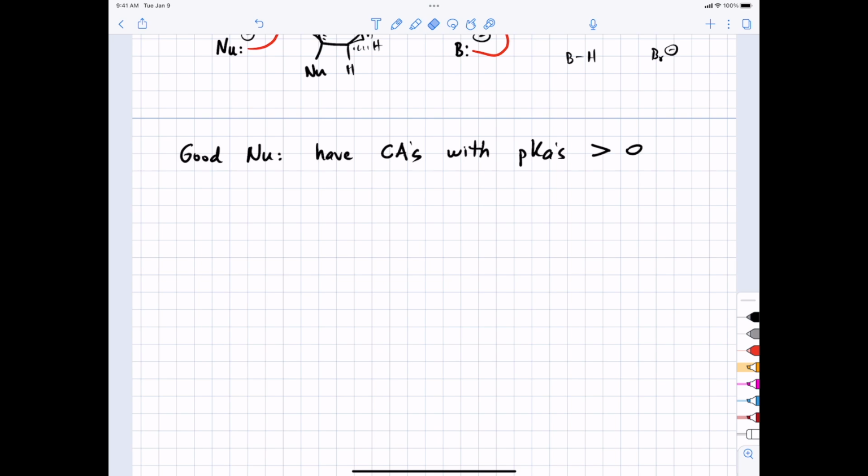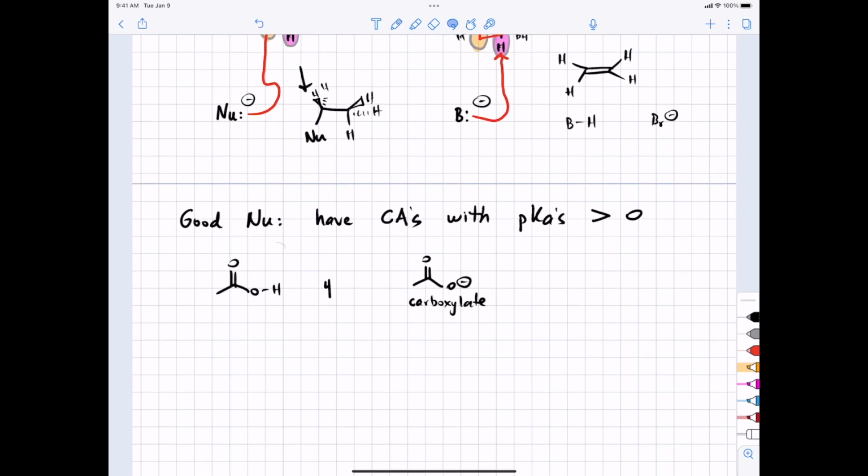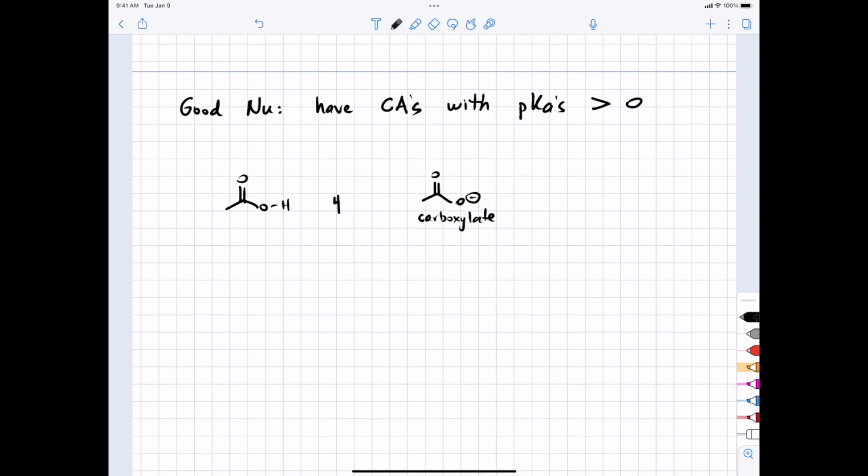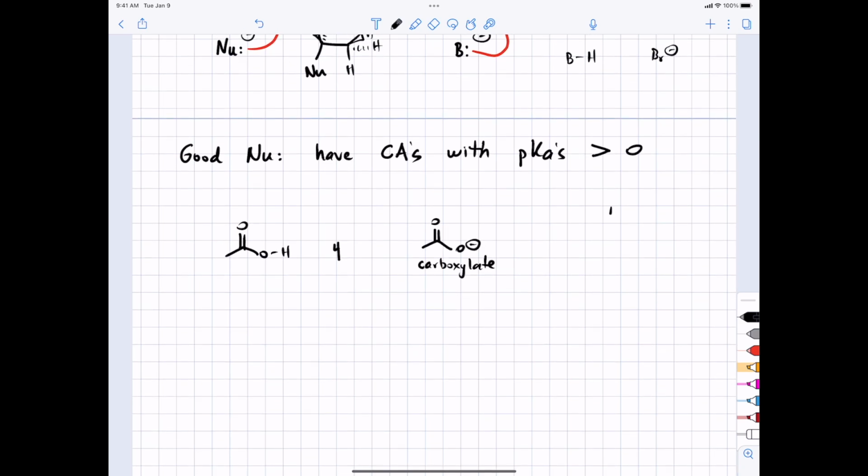So what are some things that could be good nucleophiles? Well, go to your pKa table. Acetate or carboxylate anions are conjugate bases of carboxylic acids whose pKa is around 4. All right? So this is reactive enough to be a good nucleophile. What is not a good nucleophile? Well, water.